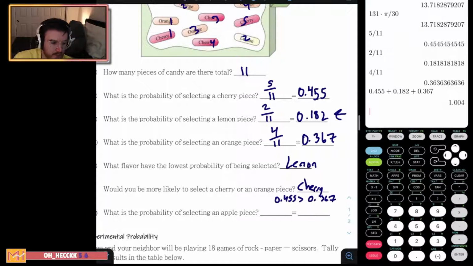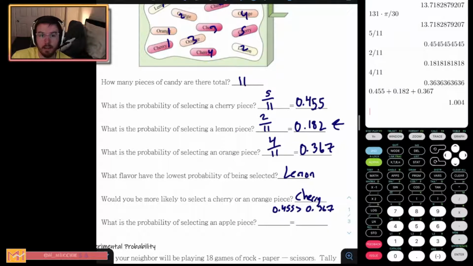What is the probability of selecting an apple piece? Well, there isn't an apple piece. There are 0 apple pieces out of the 11. So there's a 0 probability.